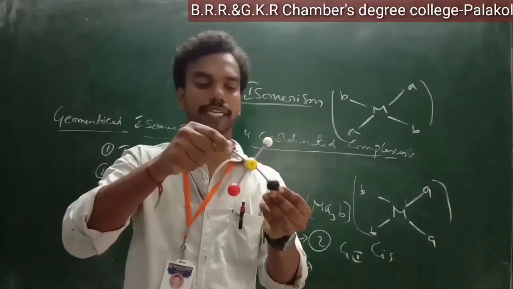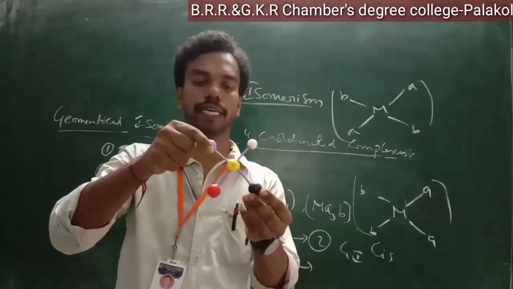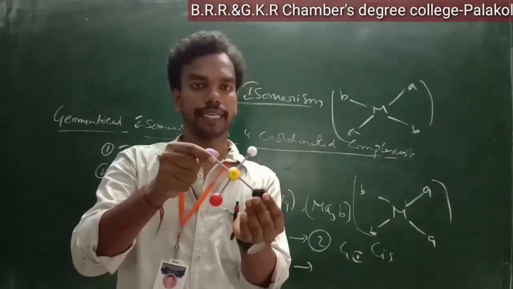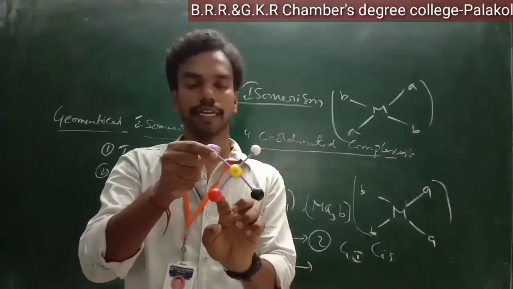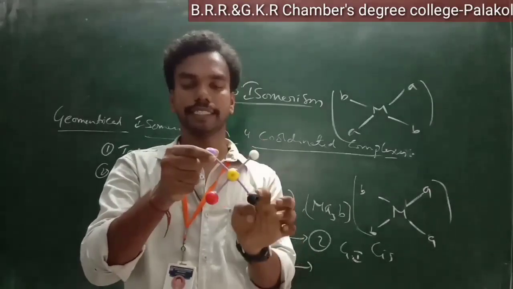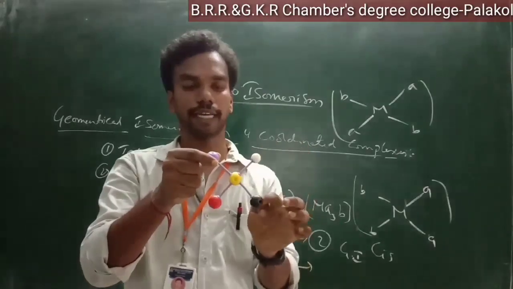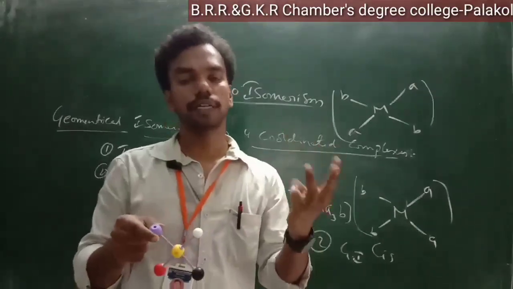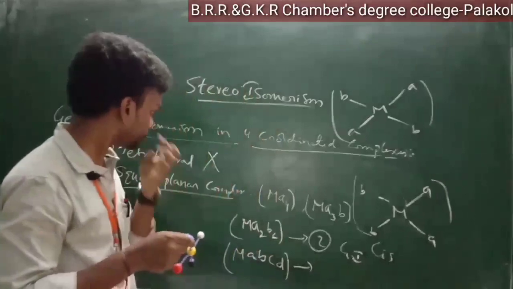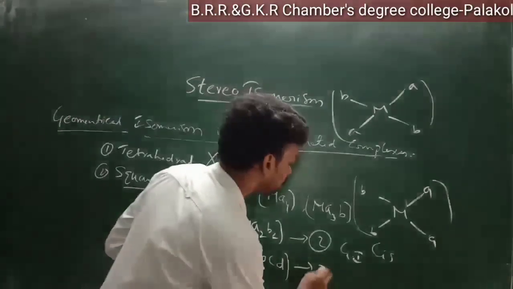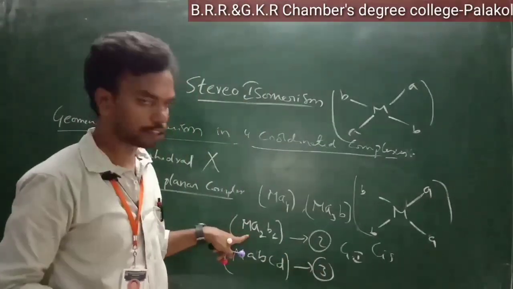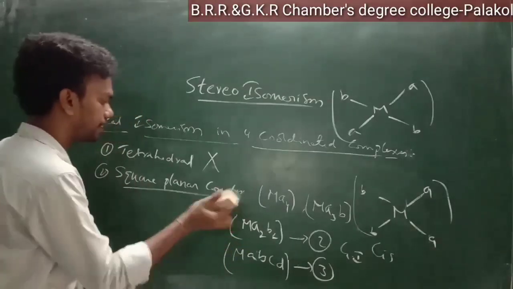The first isomer, that the black ball, which is placed trans to this ligand. Okay, this is one isomer. Next, red ball, which is placed trans to this ligand, second isomer. Next, white ball, which is trans to this ligand. So that is third isomer. That means here 3 isomers are possible, right? That means here you are getting 3 geometrical isomers. So example of this complex, right? So let us discuss examples.